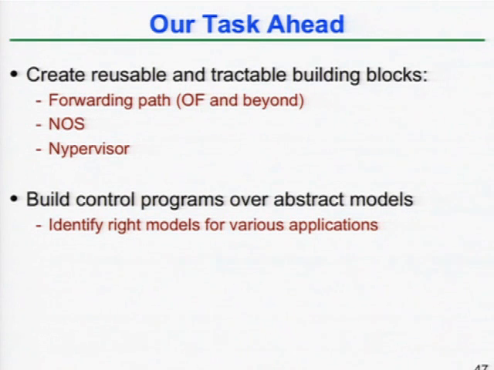But it's radically modular. You get all the benefits of modular programming, so we can reliably build much more complicated functionality than we could before. So our task ahead is really to build these three separable pieces and then worry about how to build control programs over these abstract models. That is, for the problem you're considering, what is the right abstract model, and then how do you build the hypervisor that can translate that abstract model into a real physical network? That's where the challenge lies.